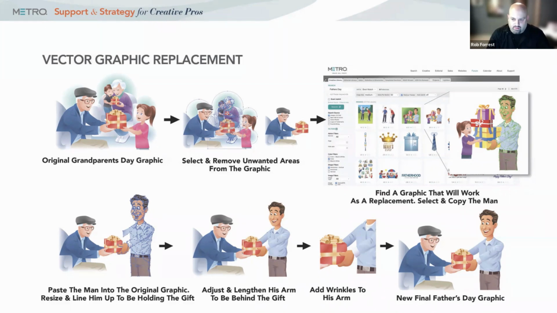But now his arm in the back looks chopped off and doesn't reach the present. So I selected the 2 points at the end of his arm and dragged it down so it looks like he's holding the gift from the other side. I even copied and pasted some wrinkles from his shirt onto that arm to finish off the look. And now you have another great graphic for Father's Day. Next slide.